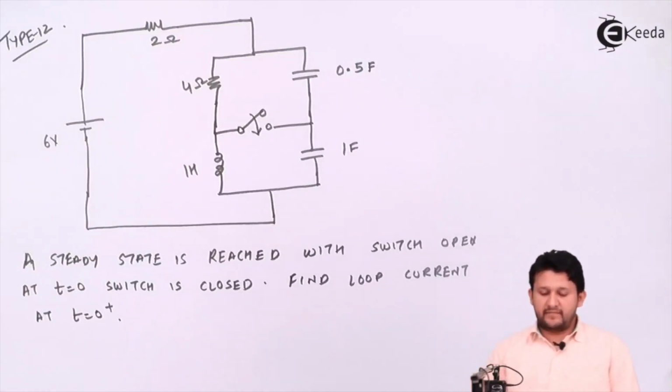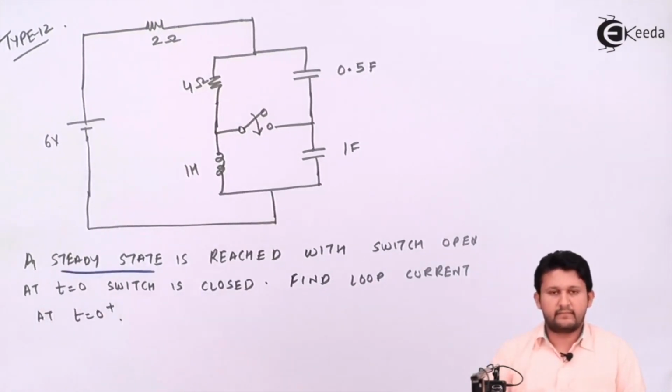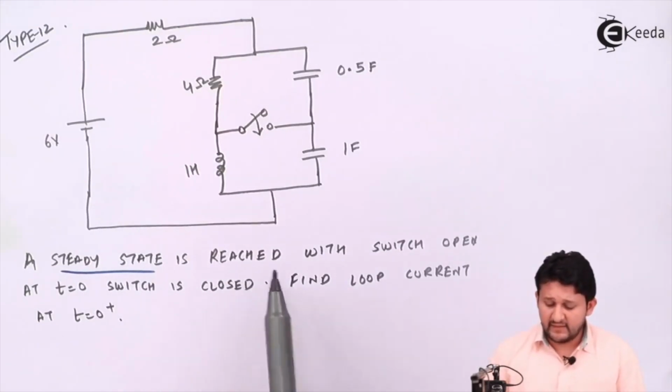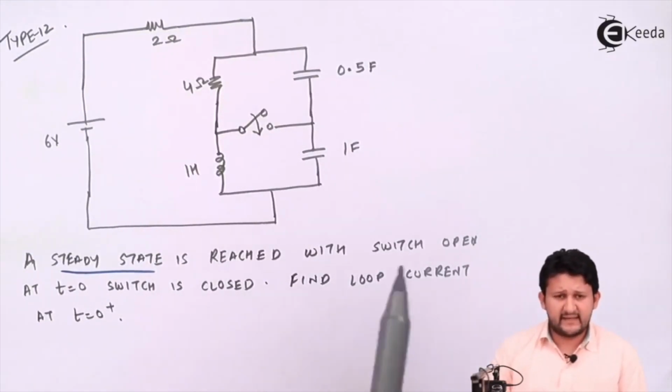Something different. In this case it's given, so you should know what you mean by this. I hope you have revised the previous lectures for it. The circuit is reached with the switch open at t equal to 0. Find the loop currents.